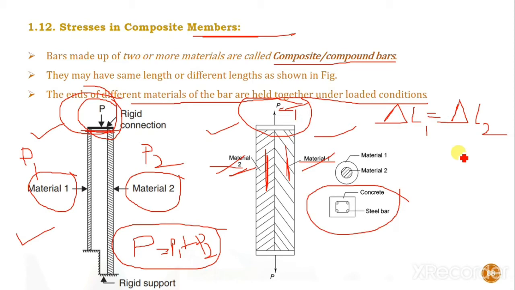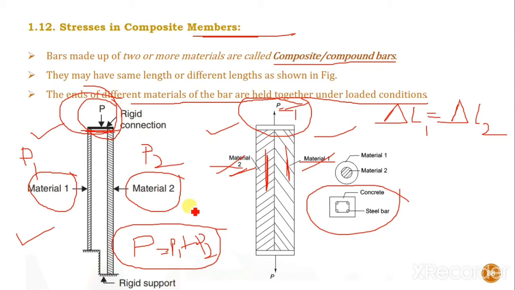The first one is that whatever load is applied on this composite member, the individual materials, material 1, 2, 3, 4, however many materials there can be, are going to share that load. That sharing of load may not be in the same proportion, that is, half and half. That happens rarely.